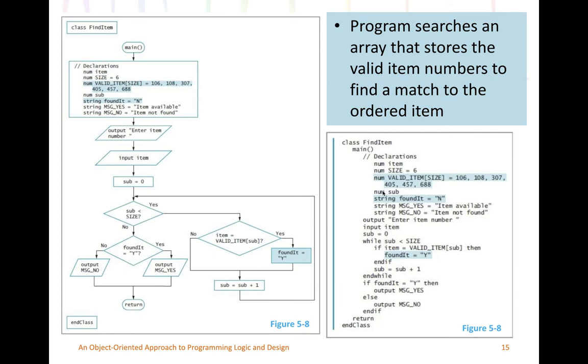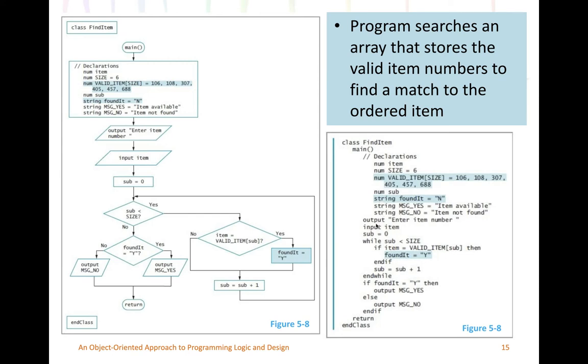Then we have a number called sub. Now, I like to use int i, but they're calling it subscript, but I use i for index here. And then they declared a string called founded, another string called the message: yes means the item was found or the item was available, and then no means the item was not available. So they have all these declarations.